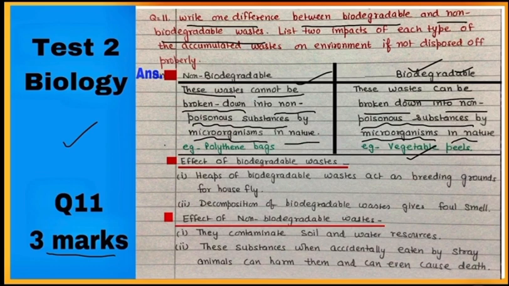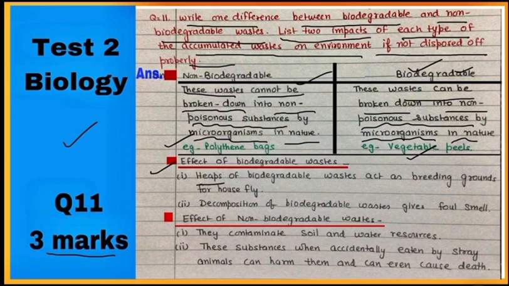Example: polythene bags. Now second part of the question. List two impacts of each type of the accumulated waste on environment if not disposed of properly. Now see the effect of biodegradable waste. If they are not disposed of properly, then what will happen? Heaps of biodegradable waste act as breeding grounds for housefly. And second, the decomposition of these biodegradable waste gives foul smell.